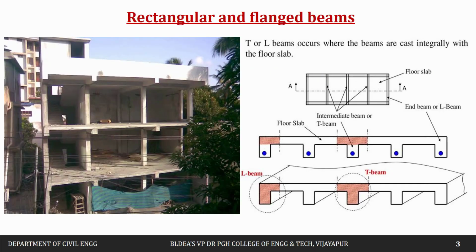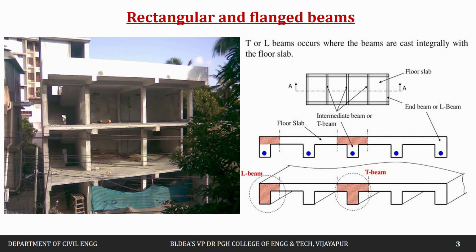If you take an actual example of a building, this is the slab we have. You can see the cross sections of the beams drawn somewhere here. This portion is the slab, and these are the beams, the beam bottom portions. Now, which one is the T beam and which one is the L beam?